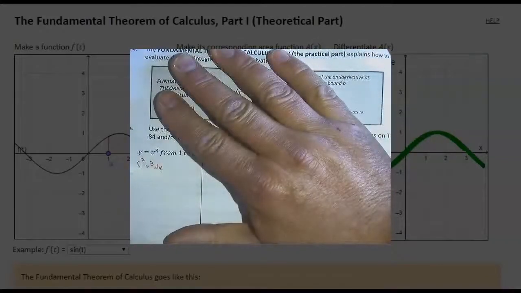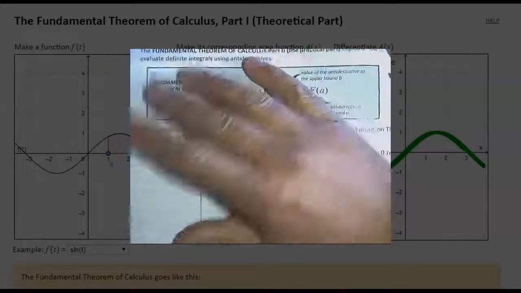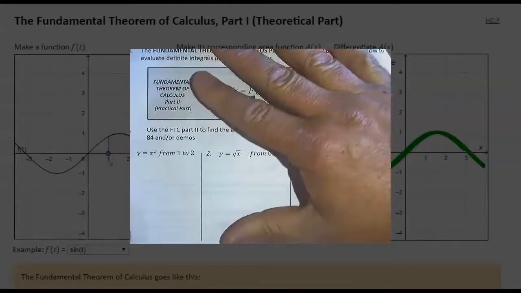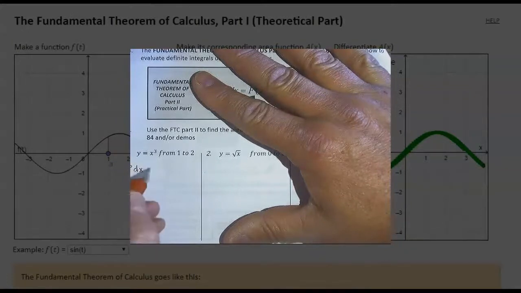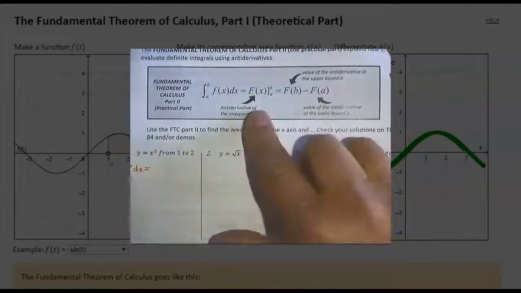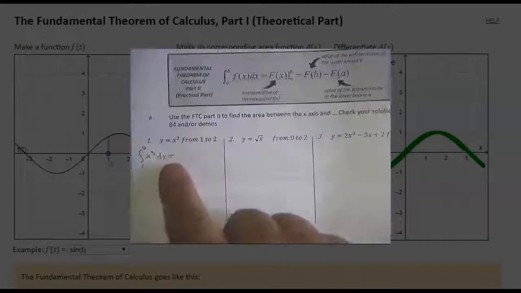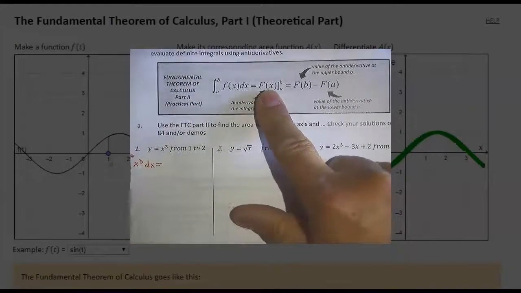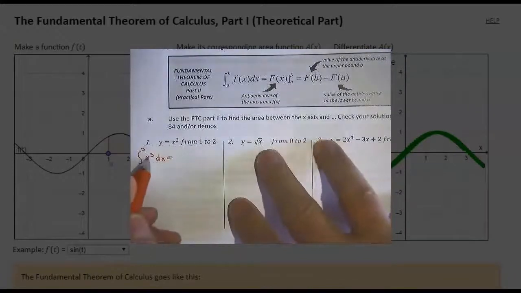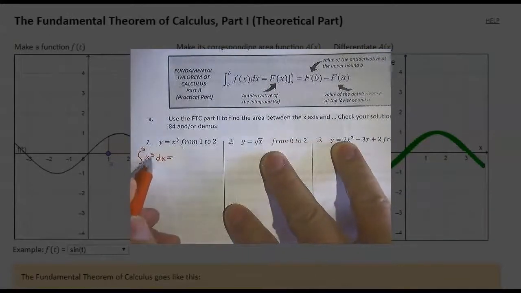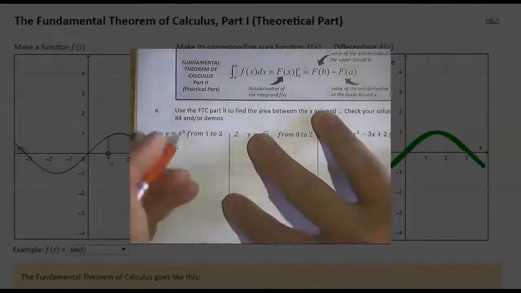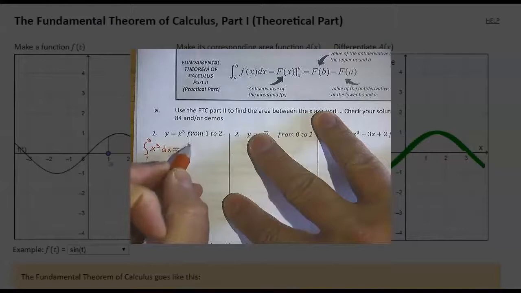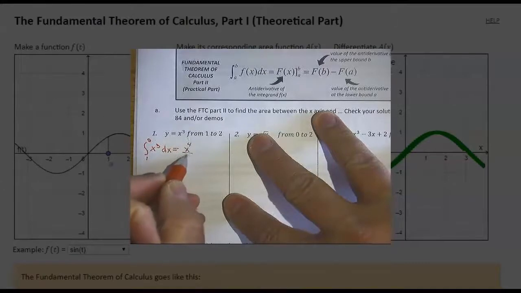Okay, let me move this over a little bit. Okay, from 1 to 2 of x cubed dx. All right. Now, what this says is, to get the answer of this, you take the antiderivative. Okay, so you've got to figure out what's the antiderivative of x cubed. x to the fourth divided by 4. Any questions on how to get that?